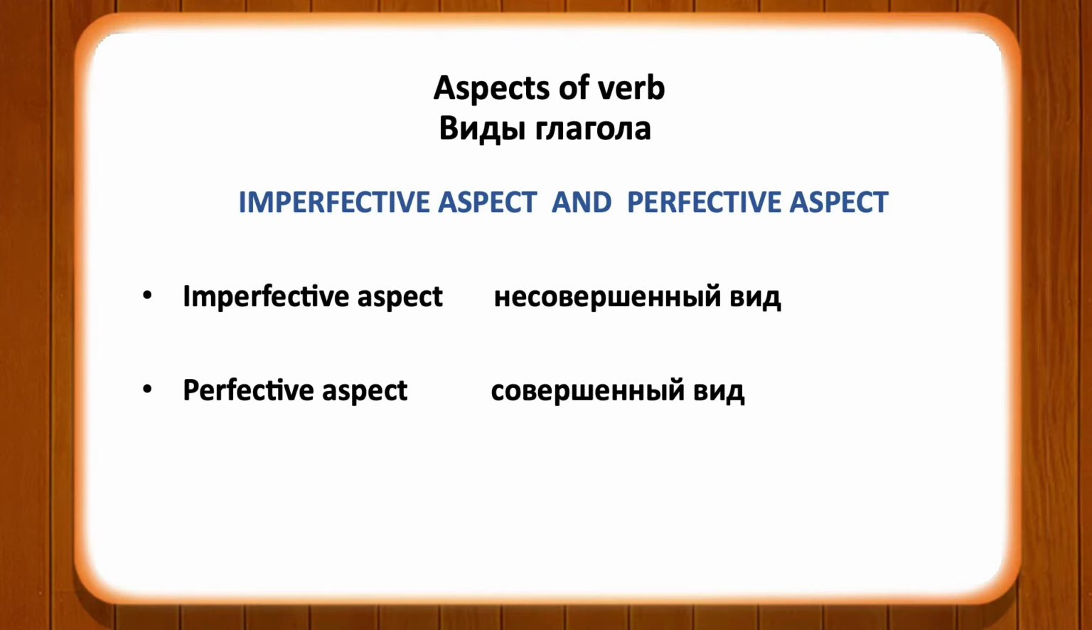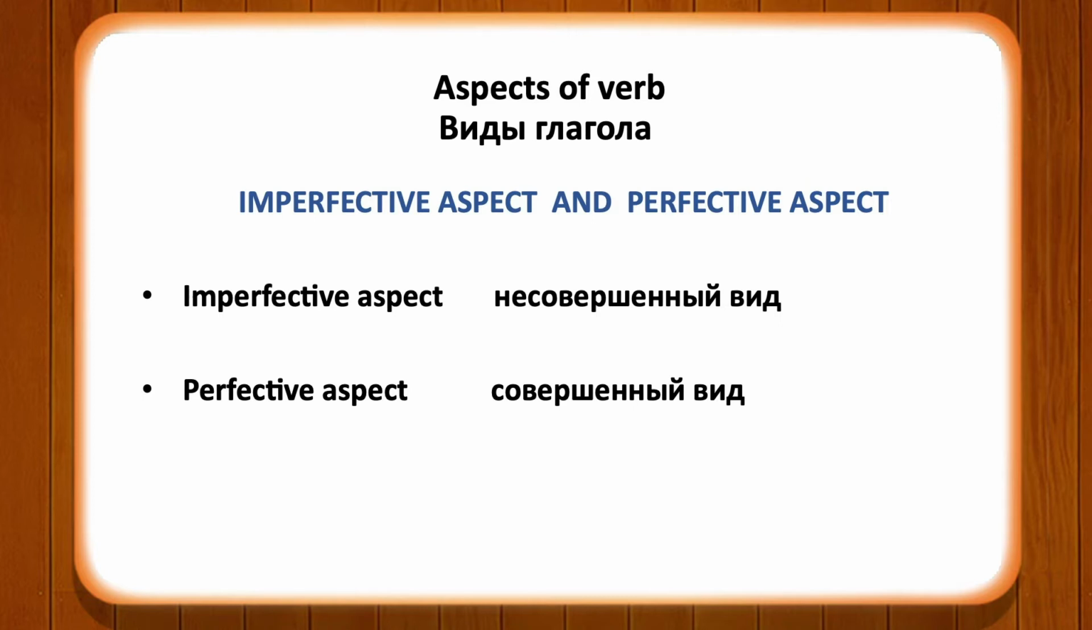The aspects of verb may seem a bit hard to understand in the beginning, but we will try to make it simple and easy for you to understand. So please pay attention. Let's start the topic. Aspects of verb. In Russian, the aspects of verb is called vidy glagola. I'll repeat, vidy glagola. Aspect is vid and verb is glagol.